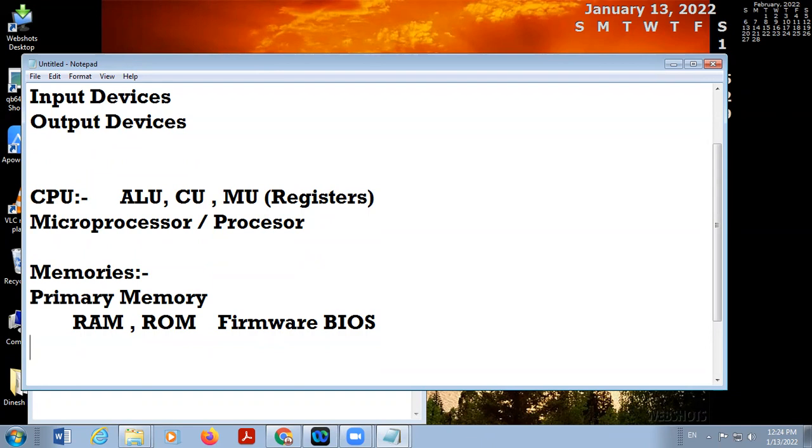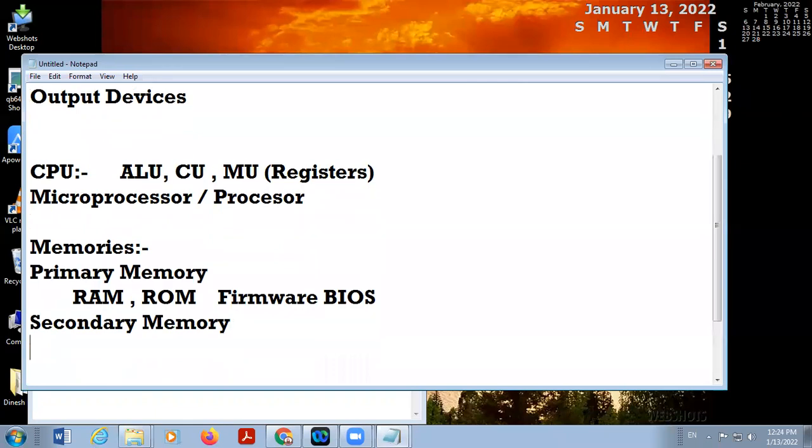Next is secondary memories. The purpose of secondary memory is this: whatever we save in primary memory is temporary in nature. If we want to store our data for a long period, permanently, we must save that in secondary memory. So in a computer system, there are different primary and secondary memories. For secondary memory there are hard disk, CD, DVD. There are different types of secondary memories. We will discuss these in detail later.